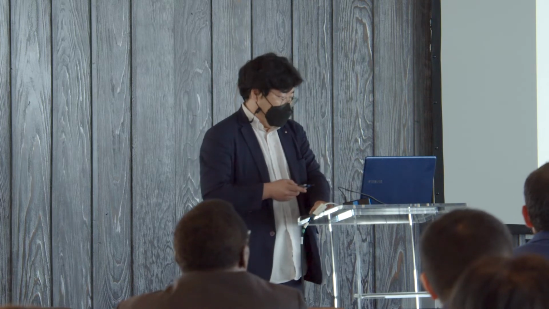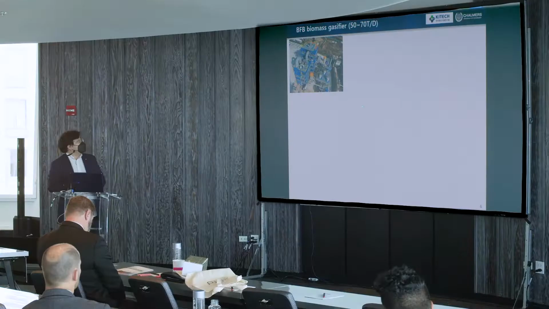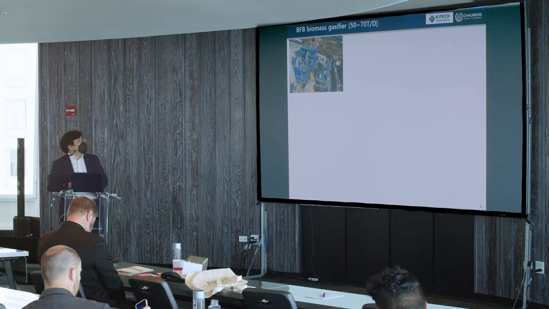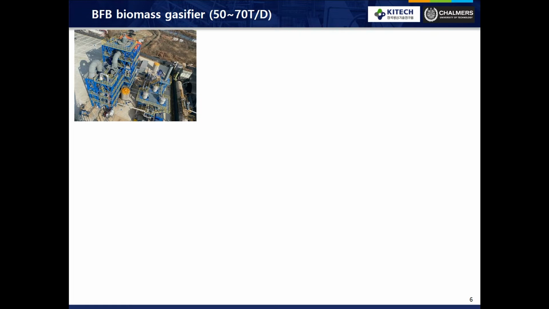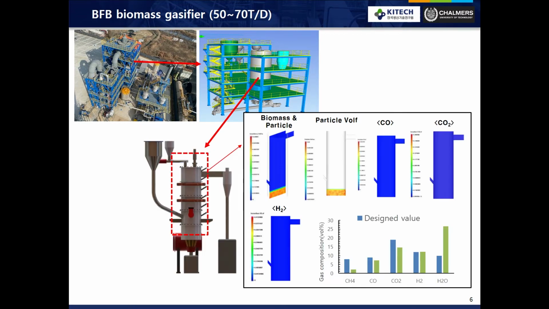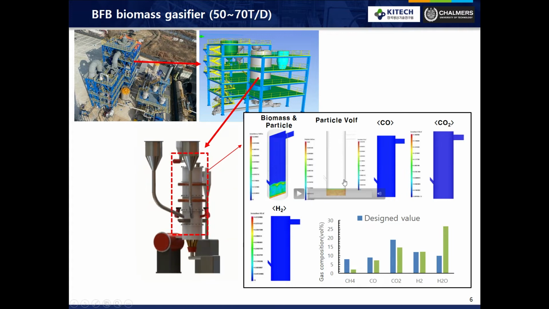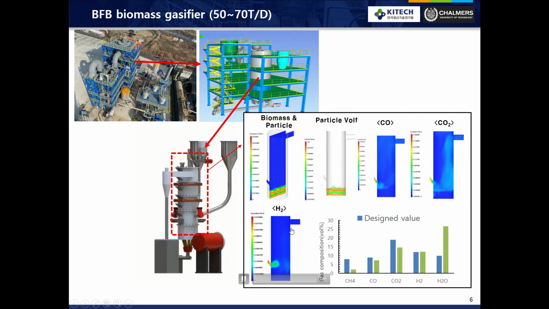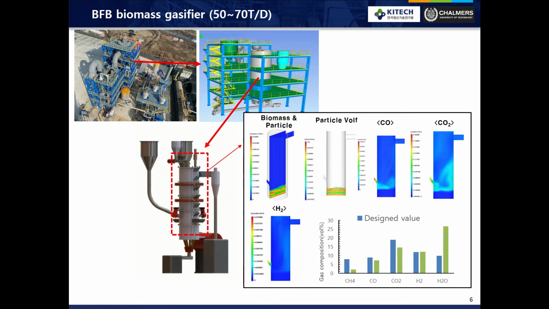Next one is ongoing work. We are developing a commercial scale bubbling fluidized bed biomass gasifier, 50 to 70 ton per day, and here's the gasifier. This work is done with ANSYS Fluent, and you can see there's some comparison with the design value.